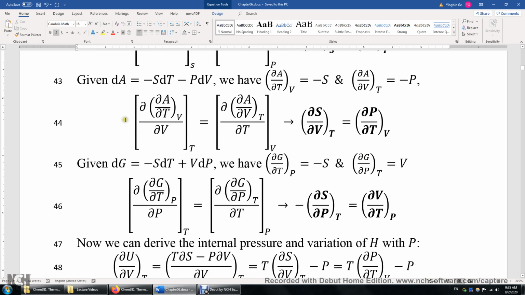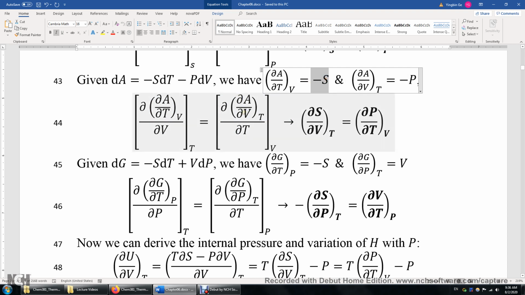Now let's look at dA and dG. dA is equal to negative SdT minus PdV. When volume is constant, dA over dT is negative S. When temperature is constant, dA over dV is negative P. Therefore, we have these two equations to use. And A is also a state function. Therefore, we can take the second derivative of A first with respect to T and then V, or first with respect to V and then T. It doesn't matter. Delta A over delta T is negative S.